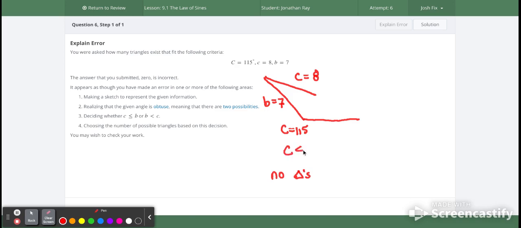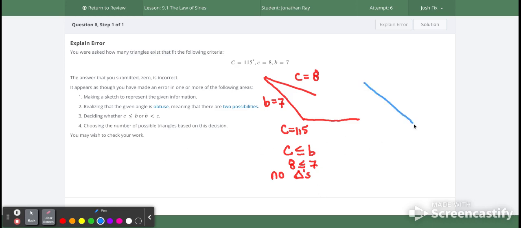All right, so according to this, we would say that our C would have to be less than or equal to our B. Well, our C in this case is 8, and 8 is not less than or equal to B. So we know that this criteria right here doesn't fit. And so we take a look at the second scenario and see if that fits.